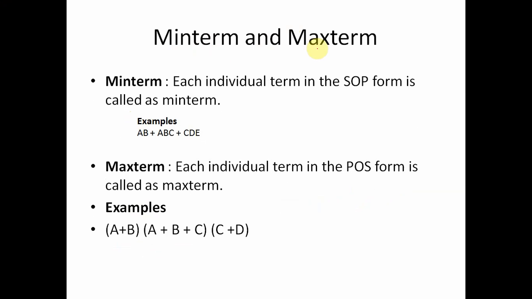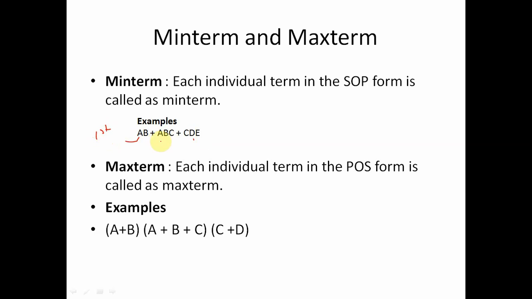What is the meaning of min term? Min term is nothing but each individual term in SOP form. Each individual term in SOP form is called a min term. For example, here the example is AB plus ABC plus CDE. So this is the first min term. In this example, how many min terms are present? 3 min terms are present.